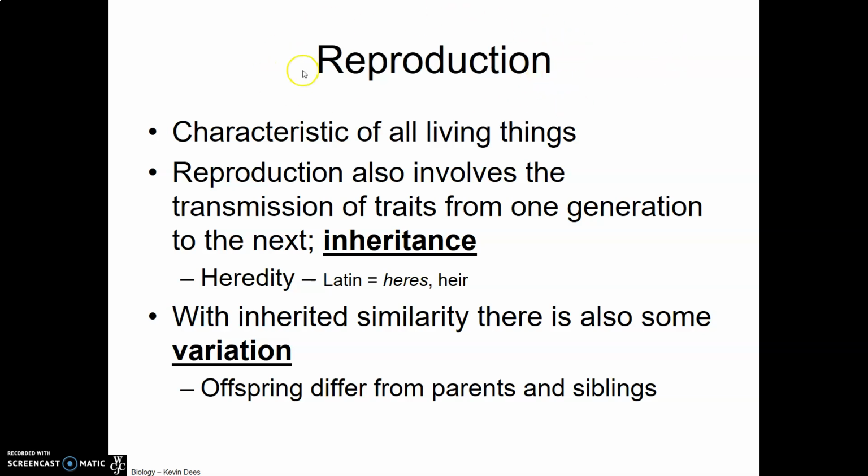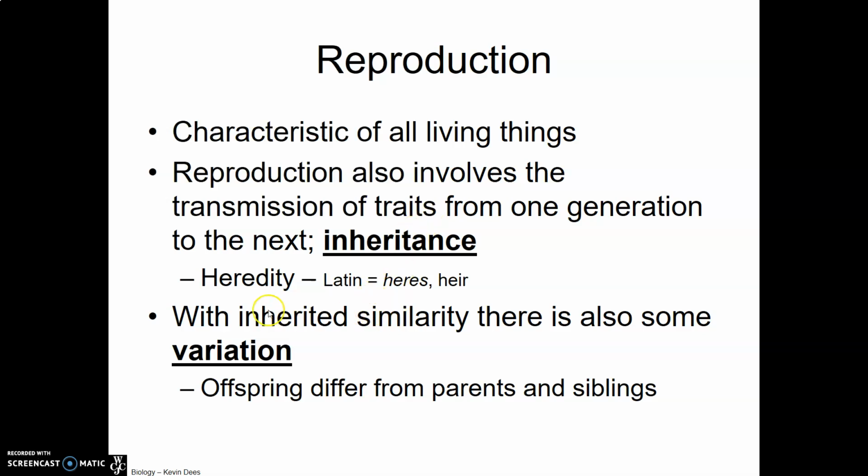So reproduction is necessary. It's characteristic of all living things. And reproduction involves the transmission of traits from one generation to the next. And we call this process inheritance. It comes from the Latin word heir, which comes from heredity, right? Meaning that offspring will get their traits from their parents.